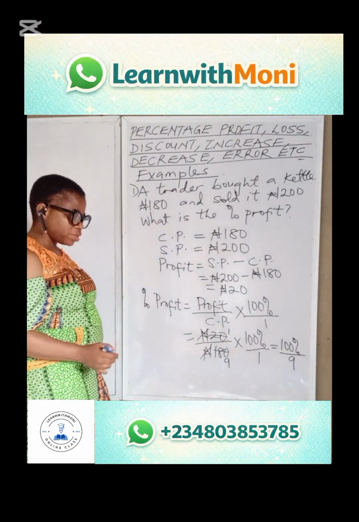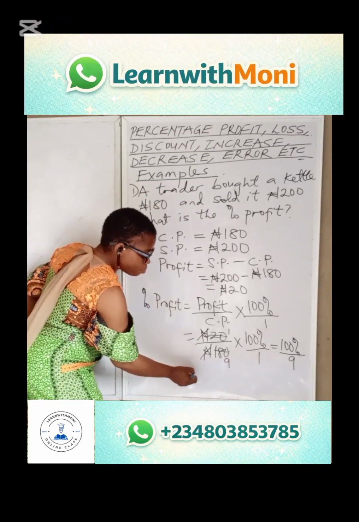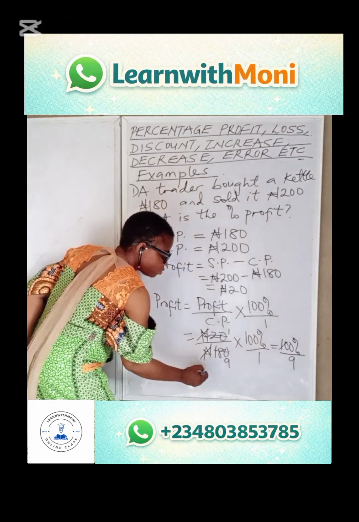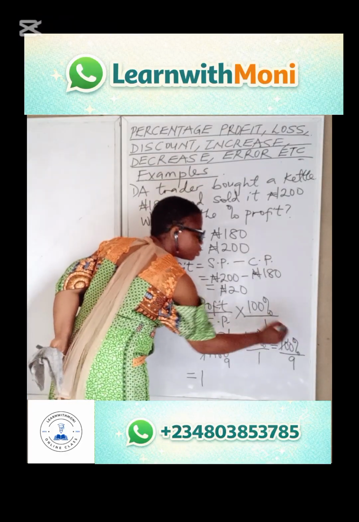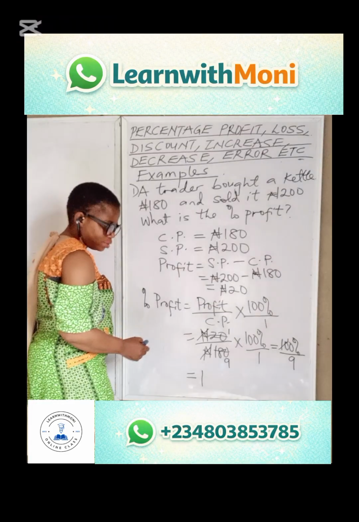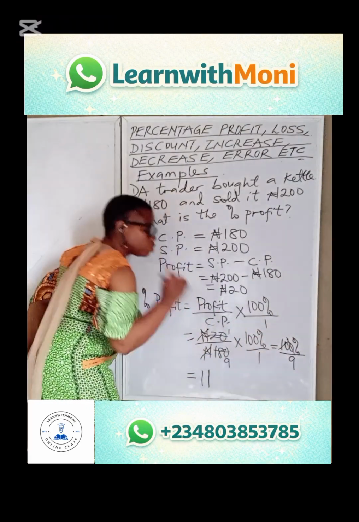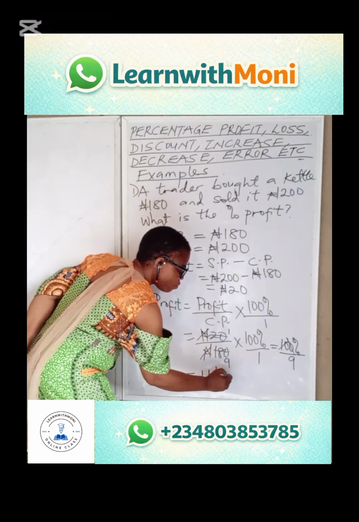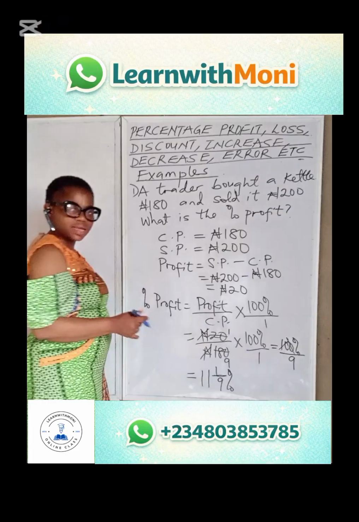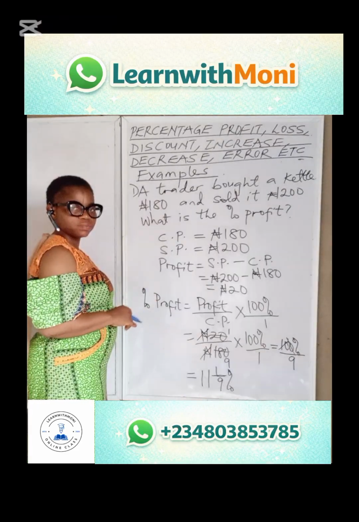So the percentage profit is 100 over 9%, or you can take that to a mixed number. How many 9 can I get from 10? I will get 1, and it will remain 1. Put that 1 beside the other 0. That is giving another 10. How many 9 in that 10 also is 1, and it will still remain 1 over 9%. You may just leave your answer like this. And this is the percentage profit.